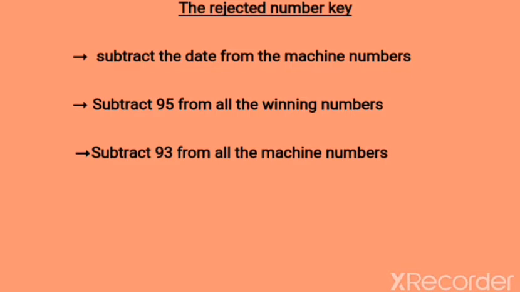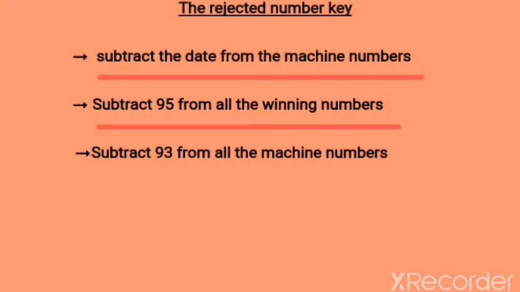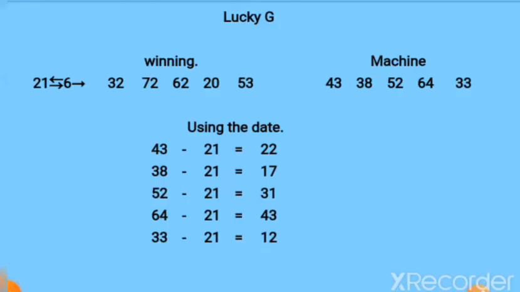In the first instance, we are going to be subtracting the date that the event took place from the machine numbers. The second one is subtracting 95 from the winning numbers, and the third one is subtracting 93 from the machine numbers. When we apply these three strategies in the manner that I have explained, we are going to be reducing our large numbers to manageable bits.